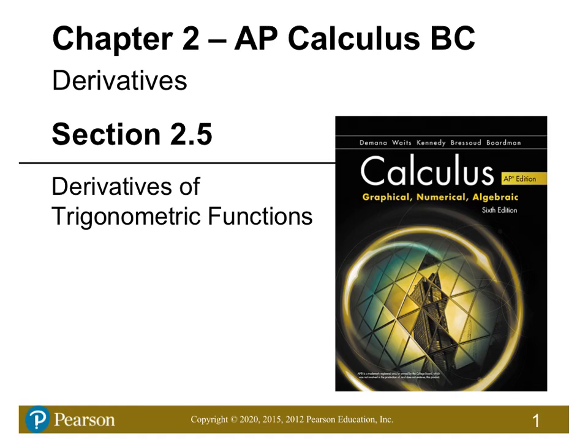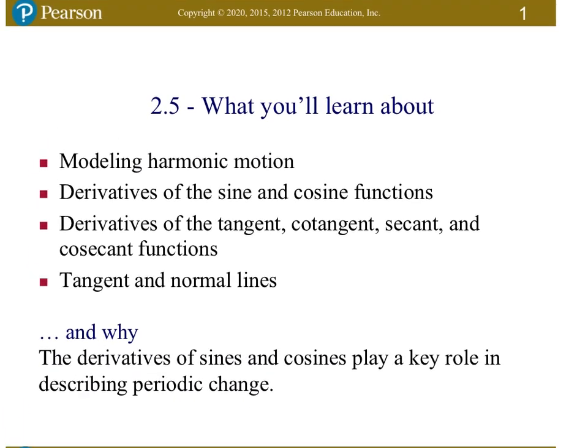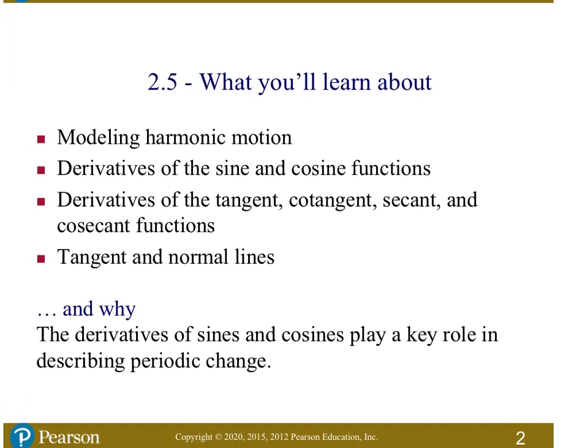Okay, so in 2.5, we're going to finish chapter 2 talking about the derivatives of trig functions. We'll prove a couple, and the other proofs will be left for you to do in your homework. So our goal in 2.5 is to see how trig functions are used in harmonic motion, to learn what the derivatives of sine and cosine are, to develop the derivatives of tangent, cotangent, secant, and cosecant, and then to work with tangent and normal lines.